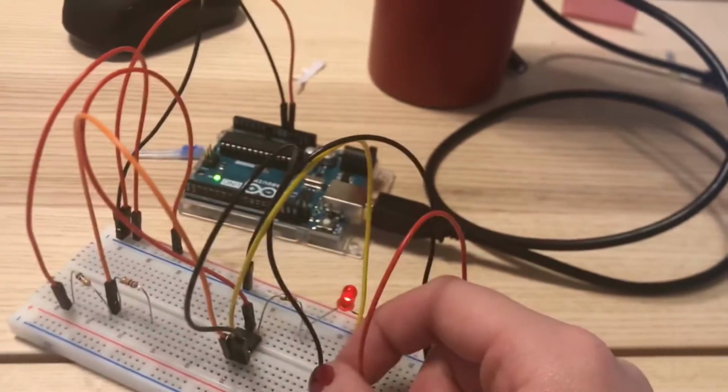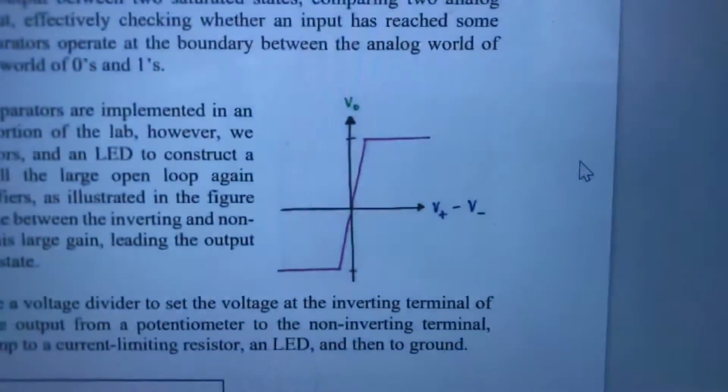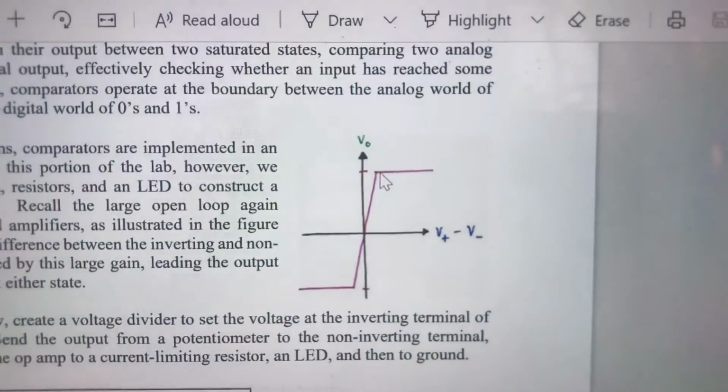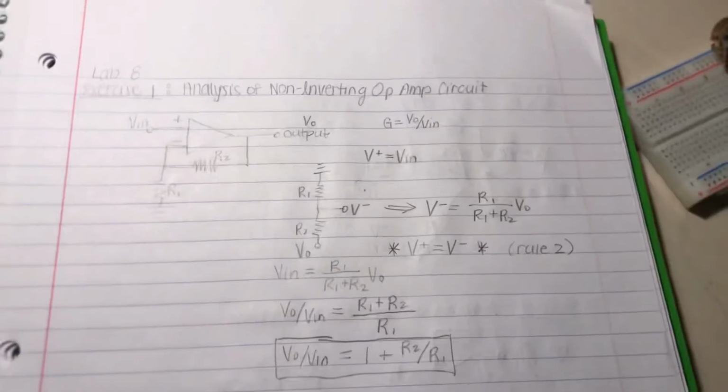So you can't really see this transition, it's just going through these two different saturated states, and it's basically following this graph. So the slope here is really steep, so you can't really see that transition on the LED, and it's just going from really dim to very bright.